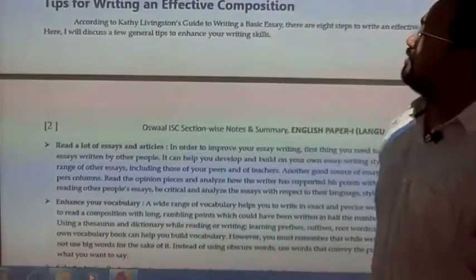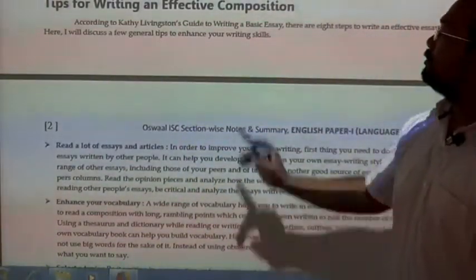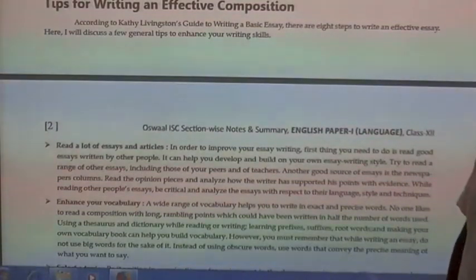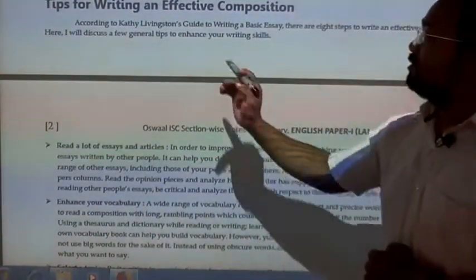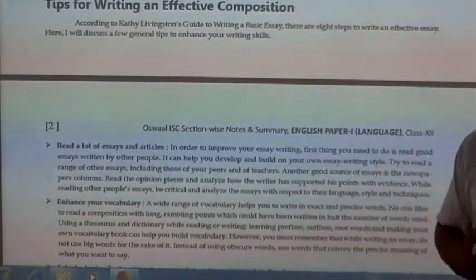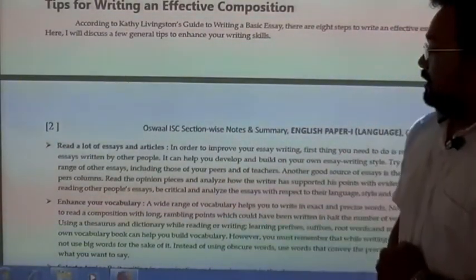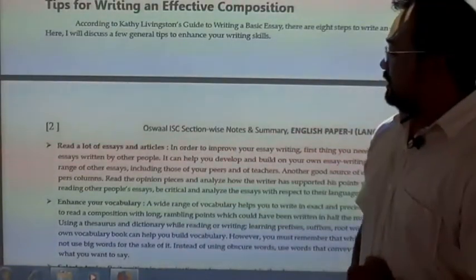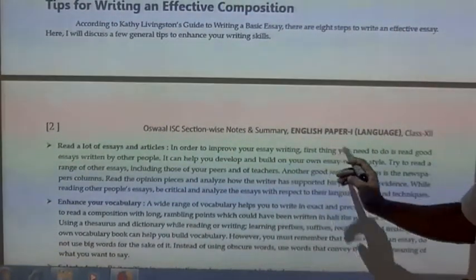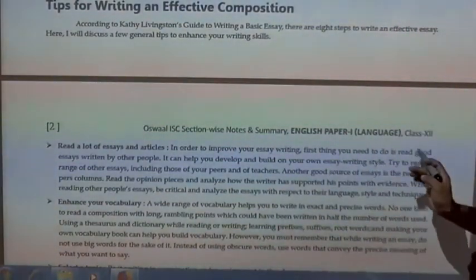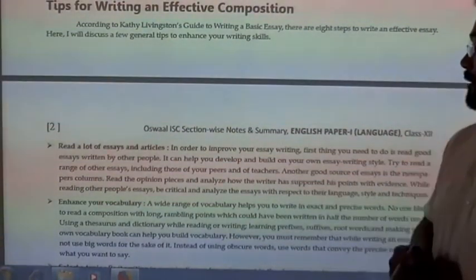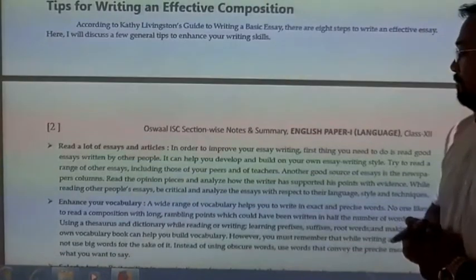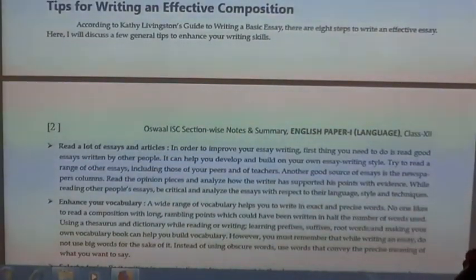According to Kathy Livingston's Guide to Writing a Basic Essay, there are 8 steps to write an effective essay. Here I will discuss a few general tips to enhance your writing skills. Read a lot of essays and articles. In order to improve your essay writing, the first thing you need to do is read good essays written by other people. It can help you develop and build on your own essay writing style.